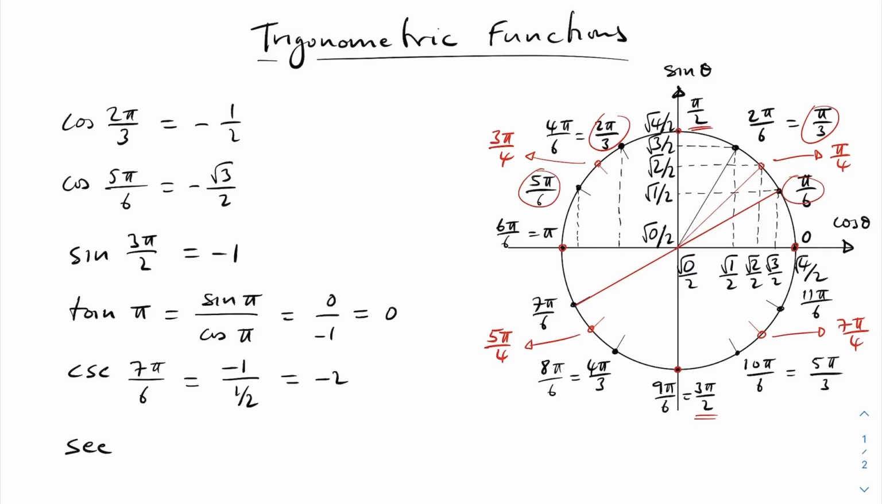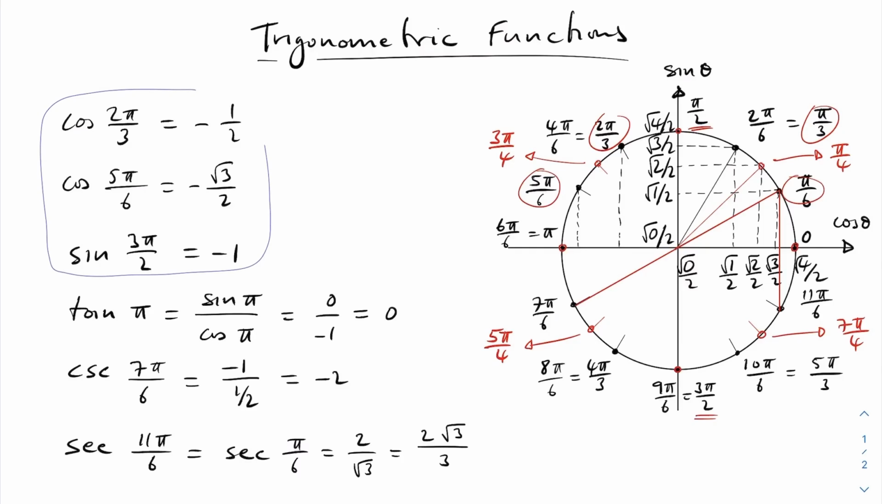Next, how would you find the secant of 11 pi over 6? First, you're going to notice that 11 pi over 6 and pi over 6 have the same values, since the secant is the reciprocal of the cosine, and so you're going to have that equal to the secant of pi over 6, which is going to be equal to the reciprocal of root 3 over 2, which happens to be 2 divided by root 3. And if you're the kind of person who likes to rationalize things, you're going to have to multiply both numerator and denominator by root 3, and that's going to give you 2 root 3 divided by 3.